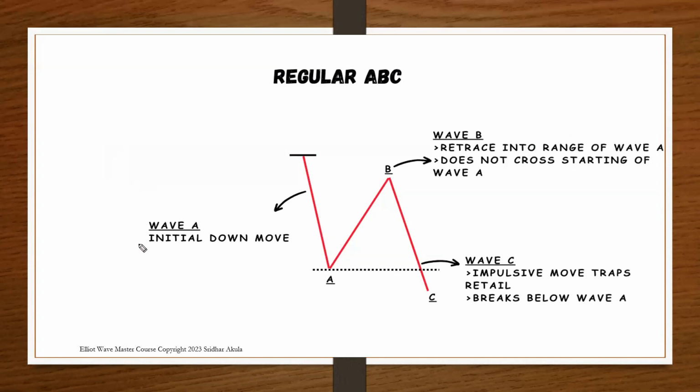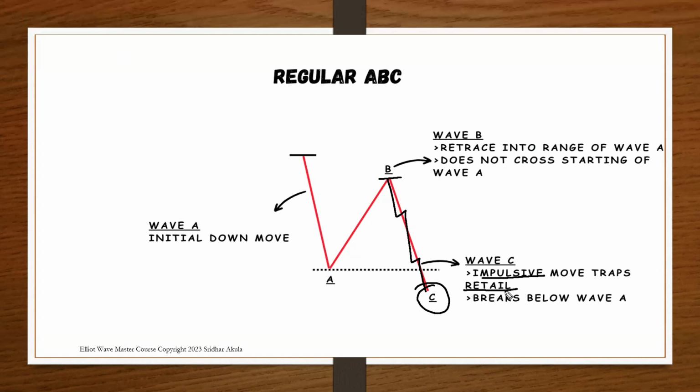ABC structure. So the meaning of this regular ABC is that the first initial correction stage, the first leg is A, right? Then your wave B starts. Your wave B goes up to around approximately from here to, it can go to 60 to 70% retracement up to there. All right, in your regular ABC, your wave B will terminate within 60 to 70% of your wave A. It always retraces into the range of wave A, and then it starts the next leg down of wave C. Now, wave C is usually an impulsive move.